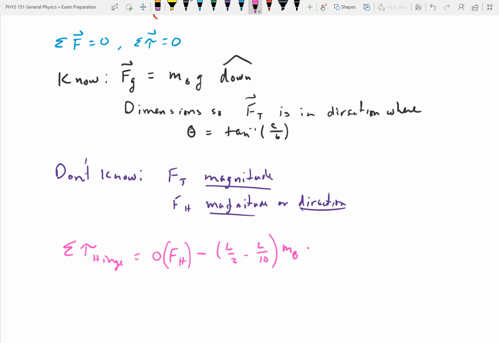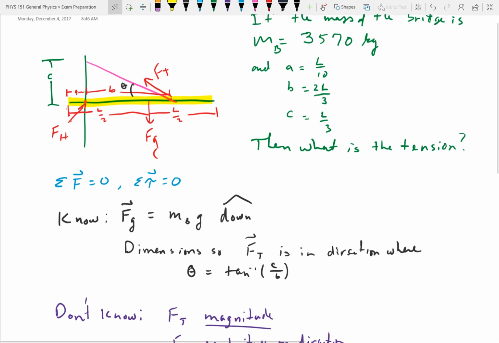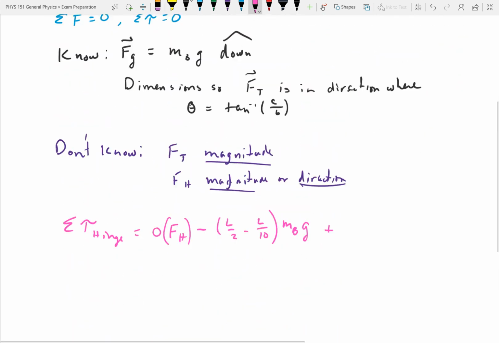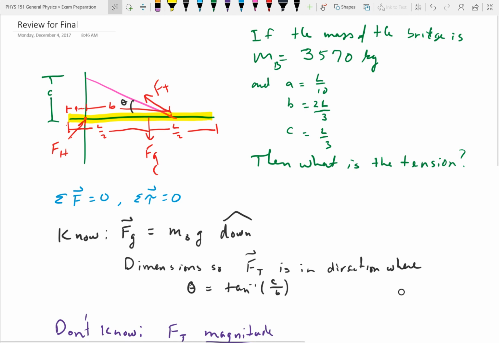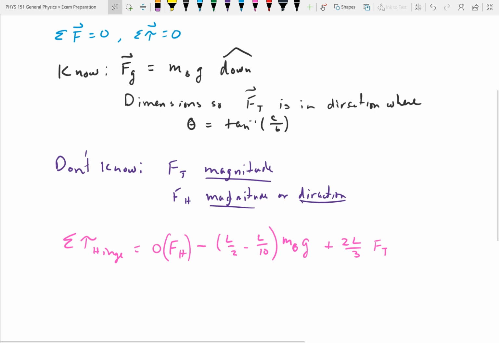Times mass of the bridge times G. And then finally, this force here, the distance from the hinge point to where that acts is B. It's going to be a positive for the right-hand rule again. And B had a magnitude of 2L over 3. So 2L over 3 times the force tension. If it's in equilibrium, we establish the sum of the torques is 0, so that's equal to 0.